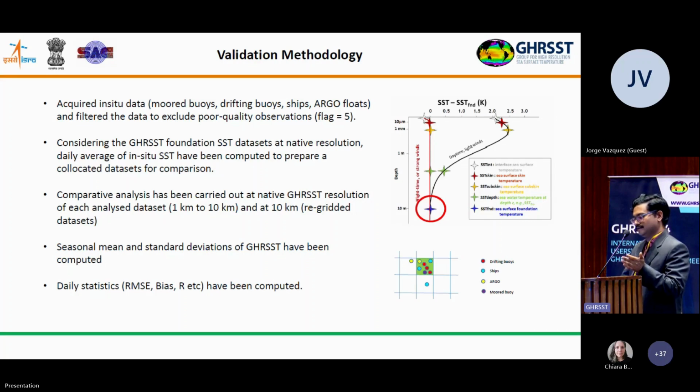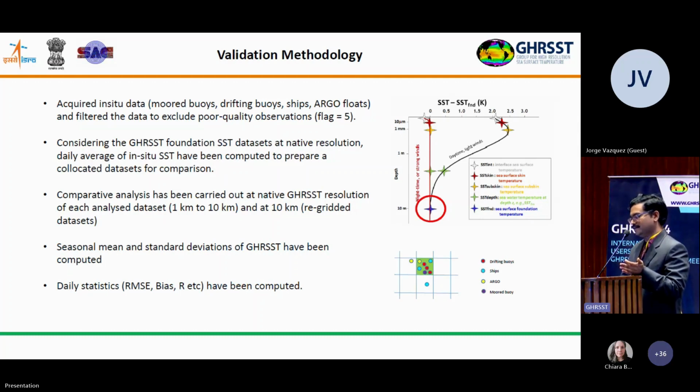And we have different resolution data sets. So considering this native resolution of GHRSST, we have averaged our in-situ data into daily average data and prepared collocated data sets for comparison. And in the next step, we have comparatively analyzed the data set at the native resolution, as well as regridded products of 10 kilometers. And the seasonal mean and standard deviation of GHRSST from different products have been computed, and daily statistics have been presented.